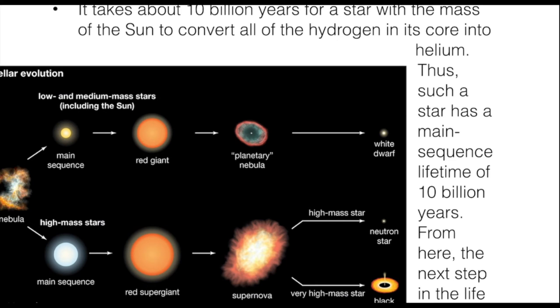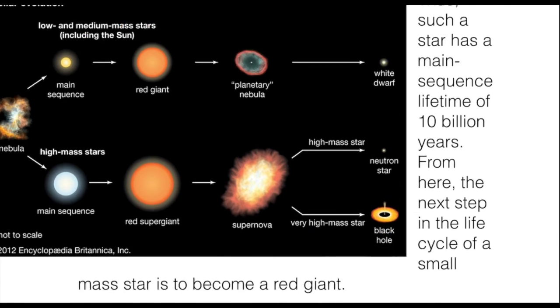And then if it is a high mass star, it'll eventually become a neutron star, which we'll talk about. And if it's an extremely high mass star, the very, very biggest of the big stars, then it's thought to become a black hole. So that's the idea.